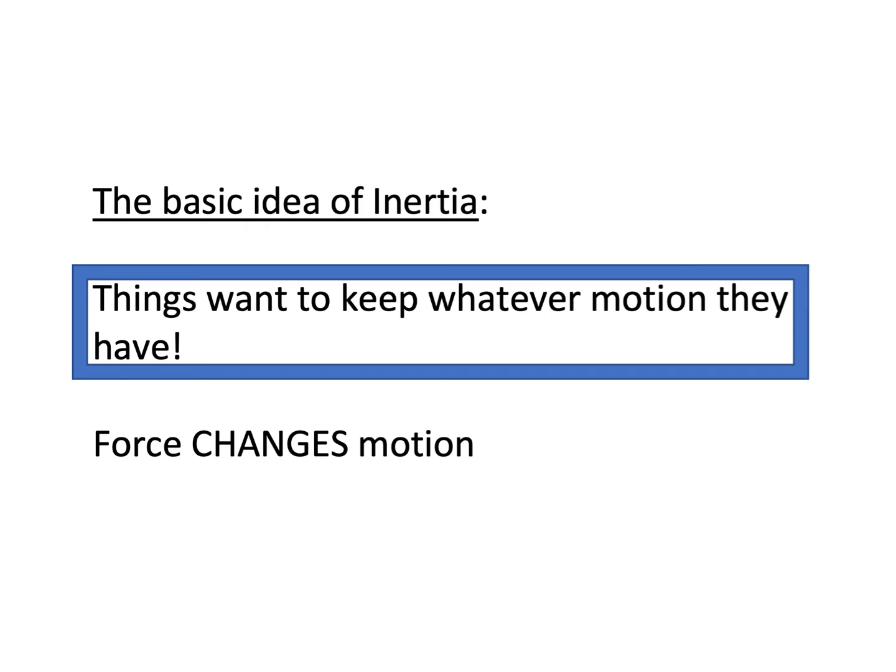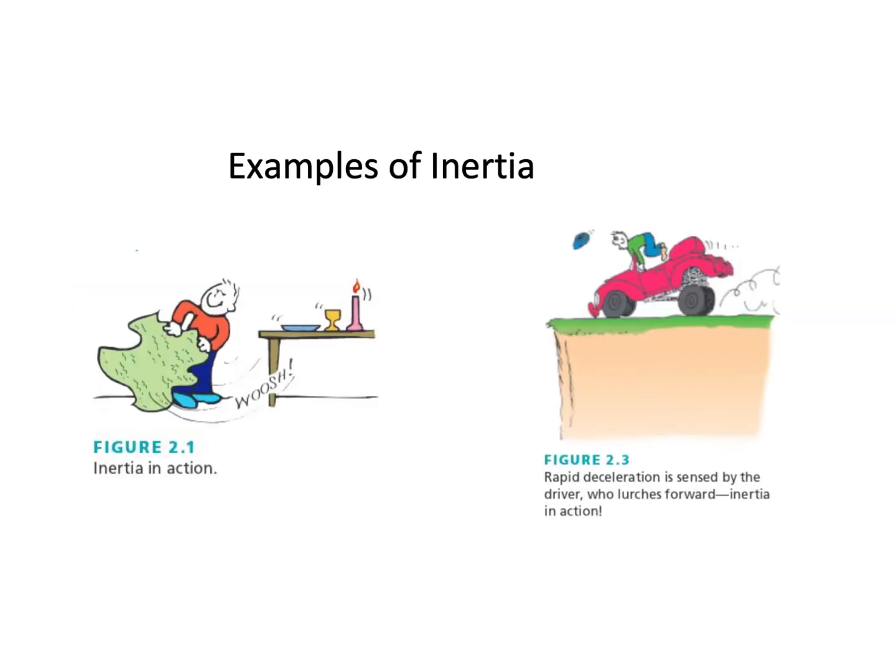But as we work through these conceptual examples for applying the first law of motion, keep in mind the basic idea of inertia. Things want to keep whatever motion they have. If they're moving in a straight line, they want to keep moving in a straight line. If they're just sitting there, they want to keep just sitting there. In order to change how something is moving, you have to apply a force. So this is our big idea. Things want to keep whatever motion they have, and to change the motion, you need a force. So let's look at some examples.